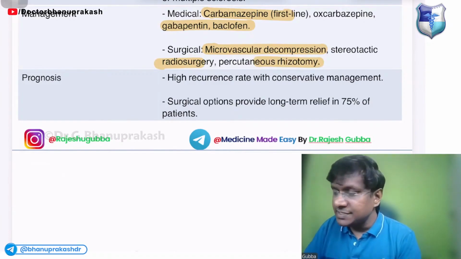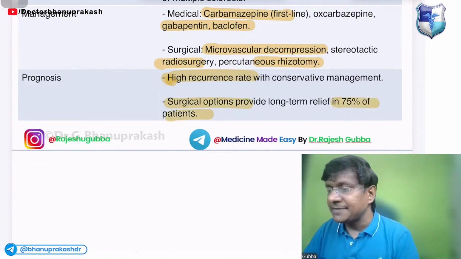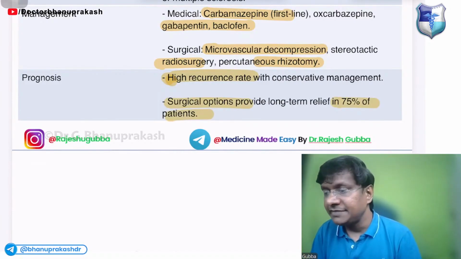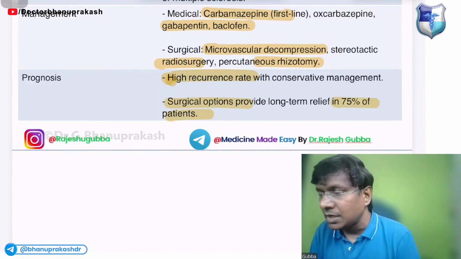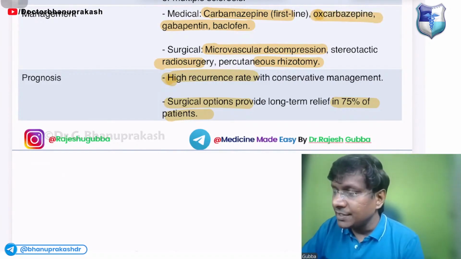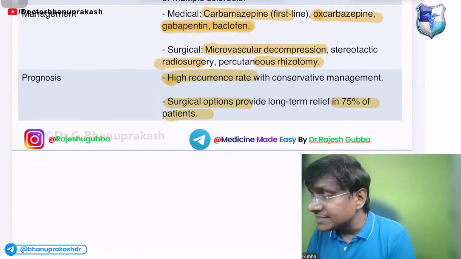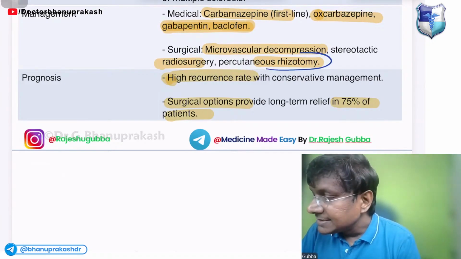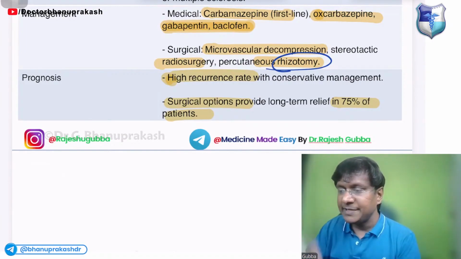How will be the prognosis in these individuals? With conservative management, there is a high recurrence rate. But when you do surgical treatment, there will be relief in almost 75% of patients. If the patient is not responding to carbamazepine, you can give oxcarbazepine. Or the other alternative drugs are gabapentin as well as baclofen. What is rhizotomy? Rhizotomy is nothing but the trigeminal nerve root is cut off.